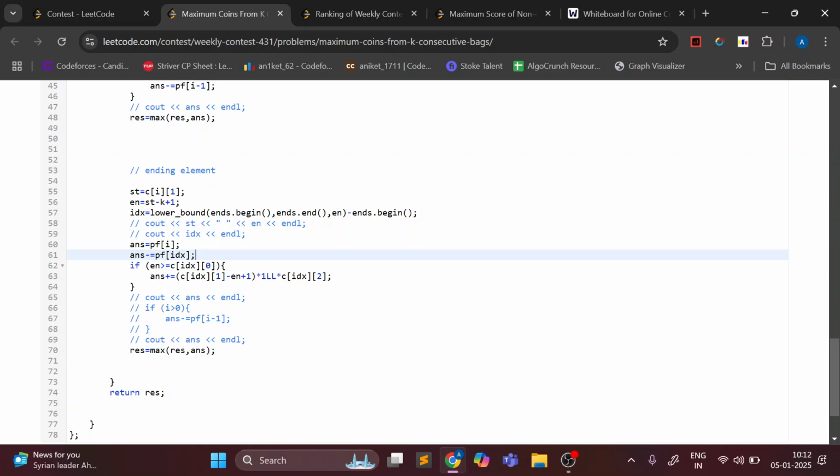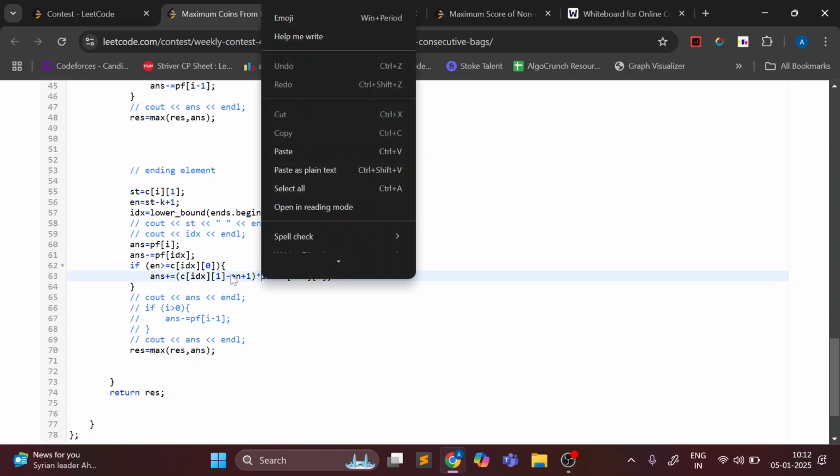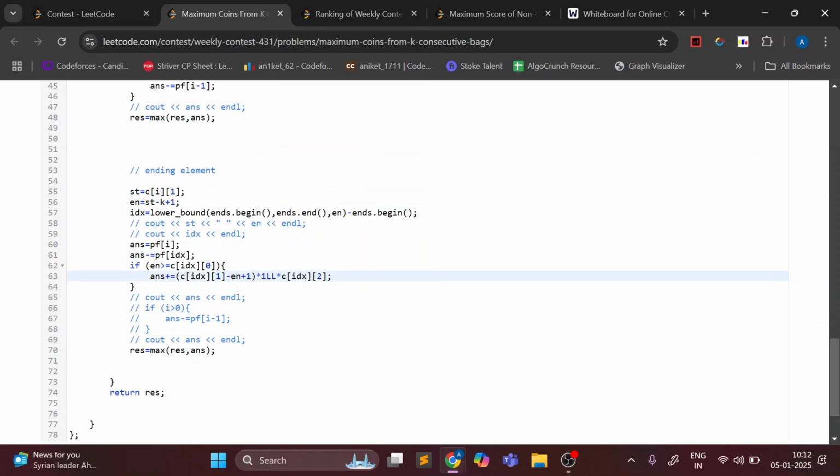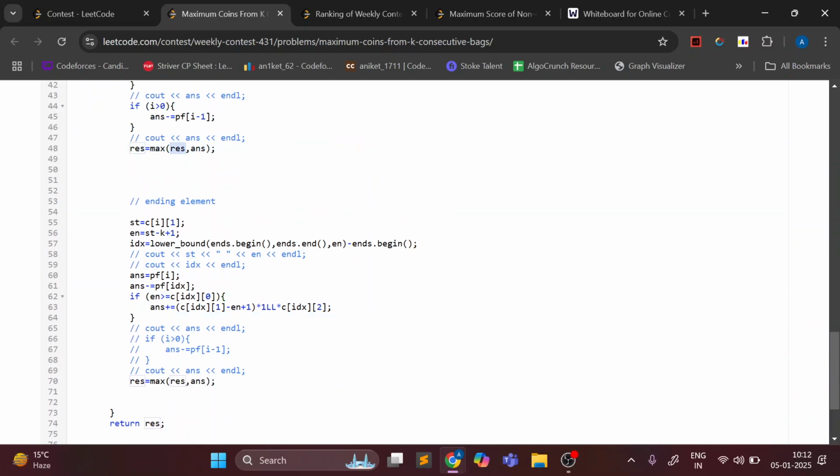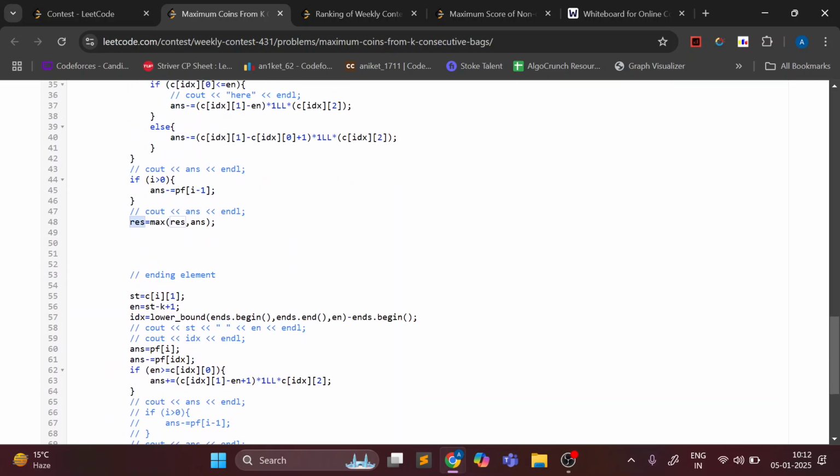Now there would be some contribution from this ending element, so I'm re-adding it. While subtracting this, the ending element would be in between that interval which is pointed to by index idx. So to re-add its contribution, I am doing this and taking the answer as max of result.